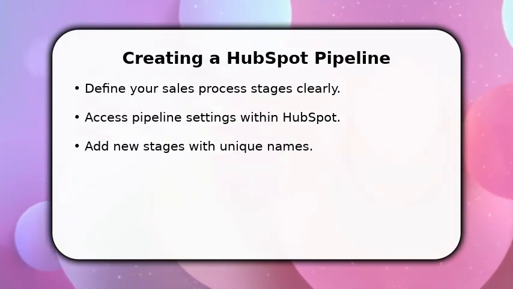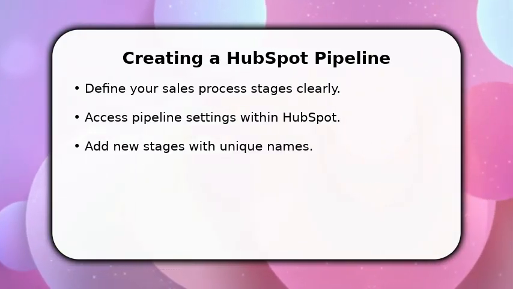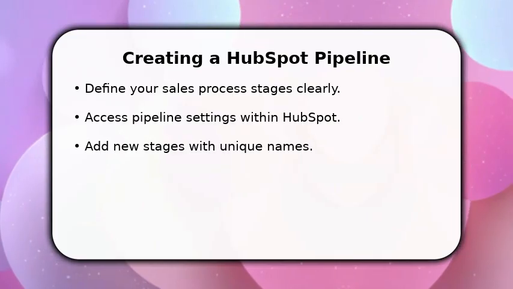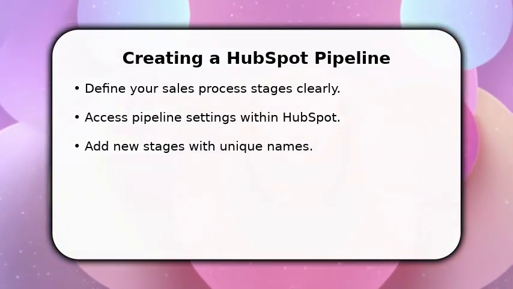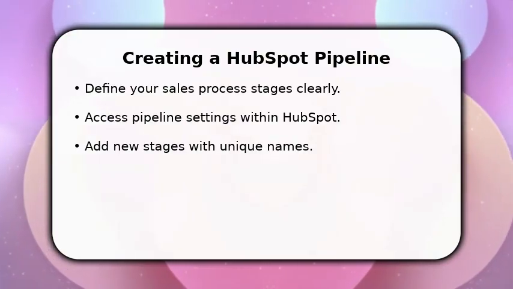Name your pipeline clearly, then start adding individual stages. Each stage represents a step in your sales process, from initial contact to a closed-won deal. You can add as many as 10 stages.